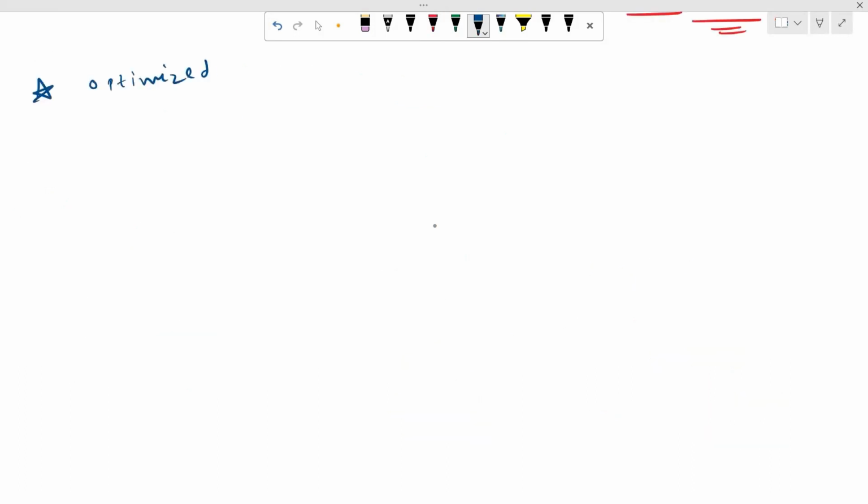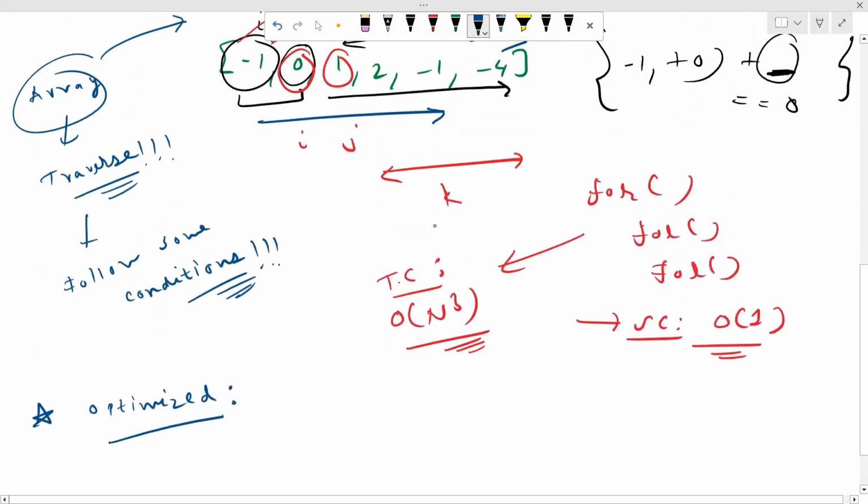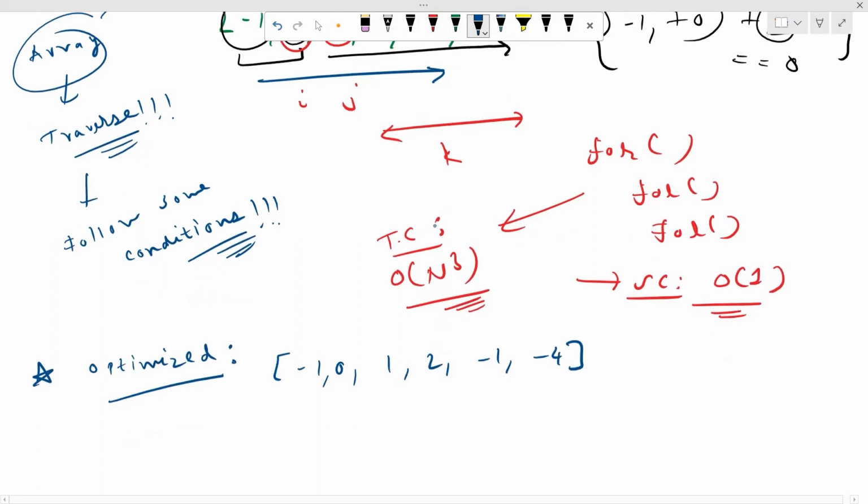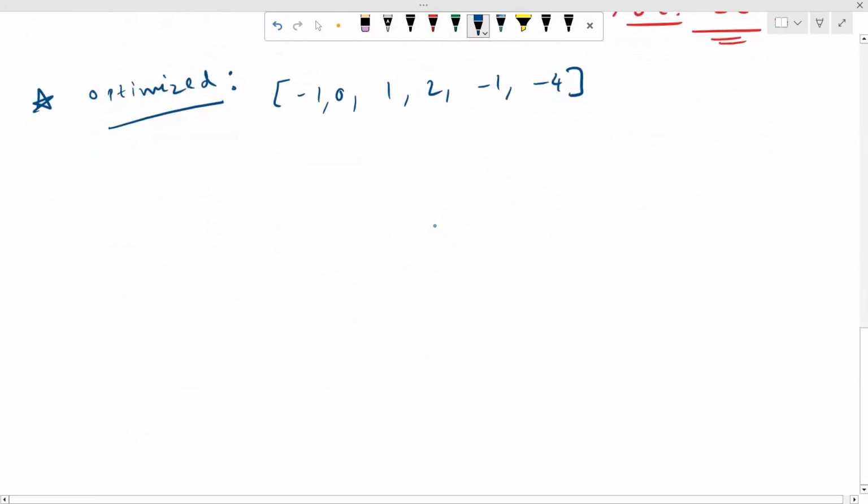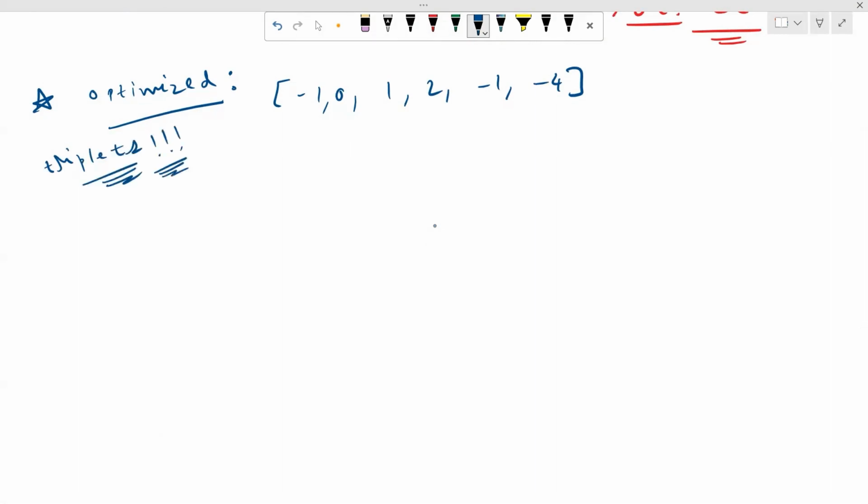Optimized approach, right? So let's take the same example, which is -1, 0, 1, 2, -1, -4, right? We need to find the triplets, and this one is the 3Sum problem, that's why we need to find the triplets.